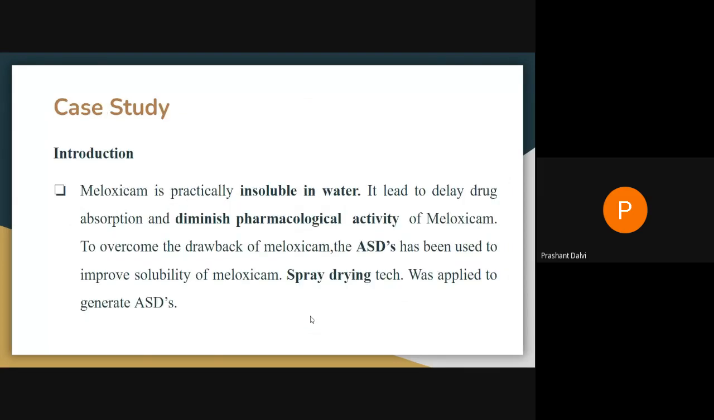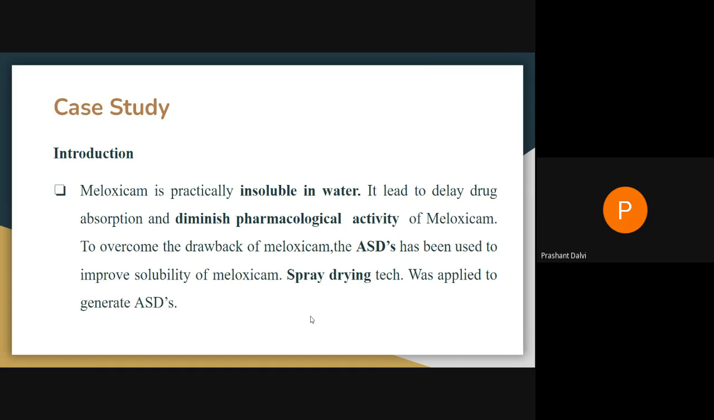Now here I have added one case study. I will take only 5 to 7 minutes. Meloxicam is one of the drugs which is insoluble in water. It comes under class II drugs, which show delayed absorption and limited pharmacological action. To overcome the limitations of solubility, supersaturation, and viability, it is prepared as an amorphous solid dispersion to improve the solubility of meloxicam.